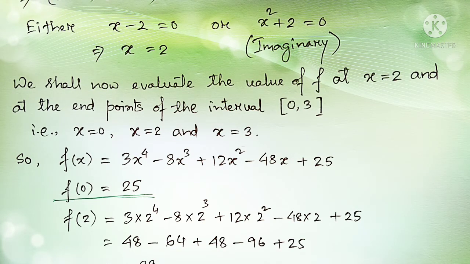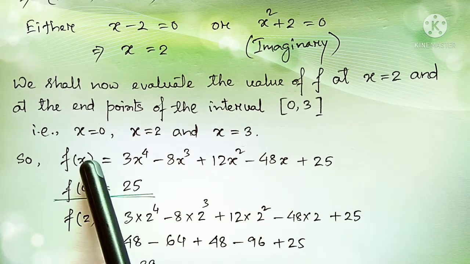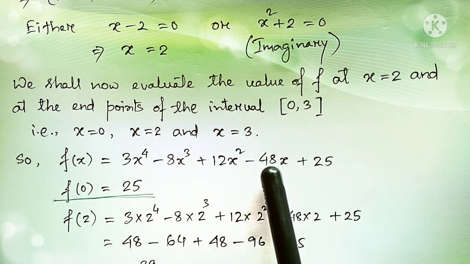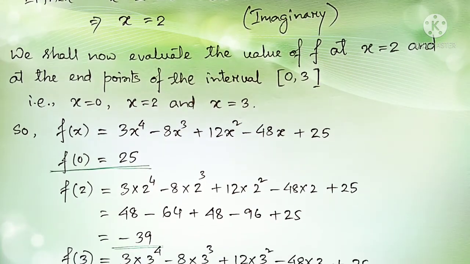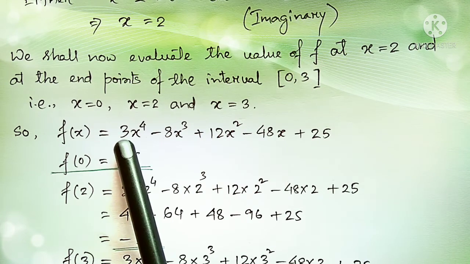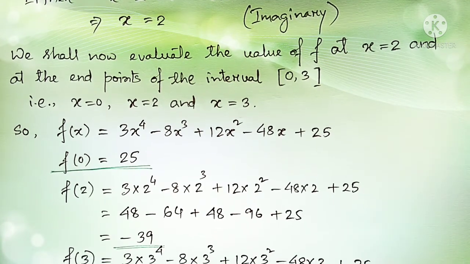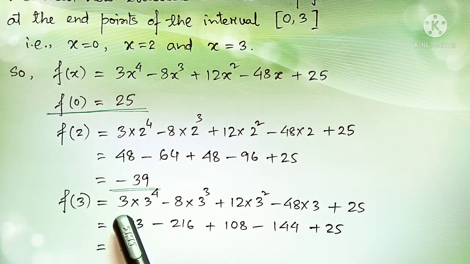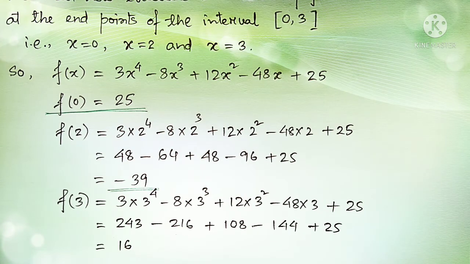Now one by one we have to find the values. For this, first we consider the function again: f(x) equals this function, and we put x equal to 0. When we put x equal to 0, the other terms are 0, and ultimately 25 remains. Is it clear? The next point is x equal to 2. In place of x we put 2 at every place, and after calculating we get minus 39. Is it clear? Finally the last one is x equal to 3, and after putting 3 in place of x and calculating, we get 16.